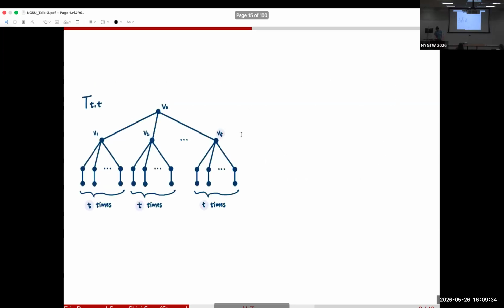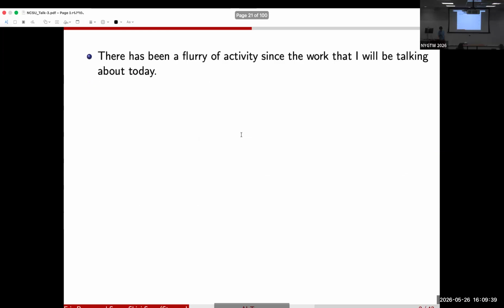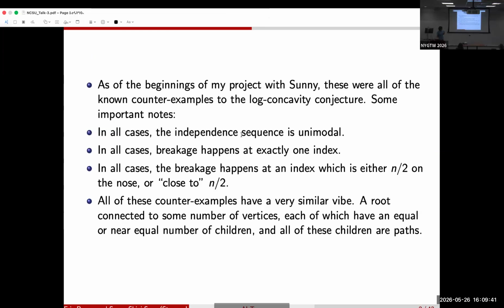And the same with the Galvin example. Okay, the exact same. All right, so this was as of the beginnings of the project here.